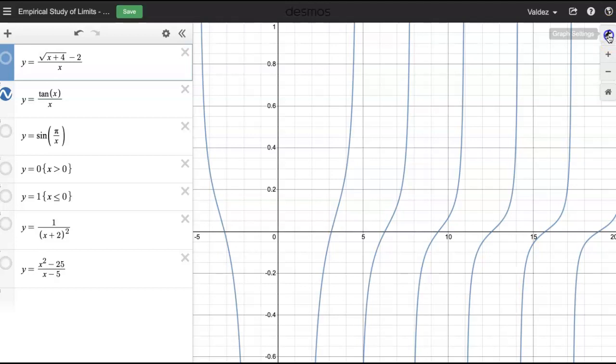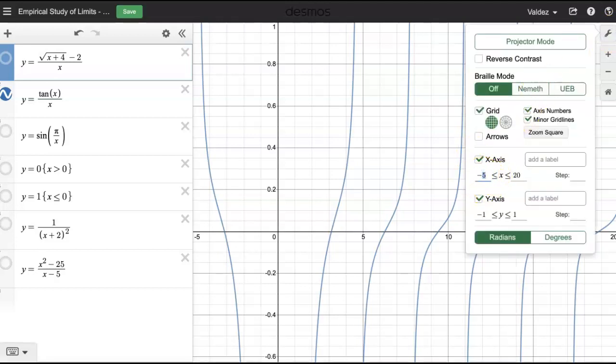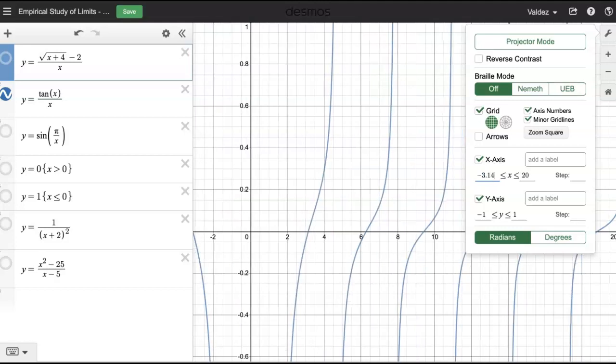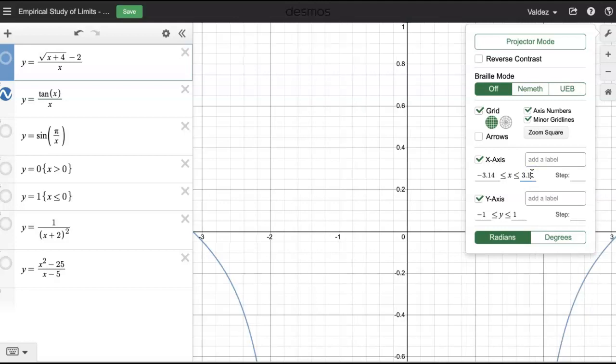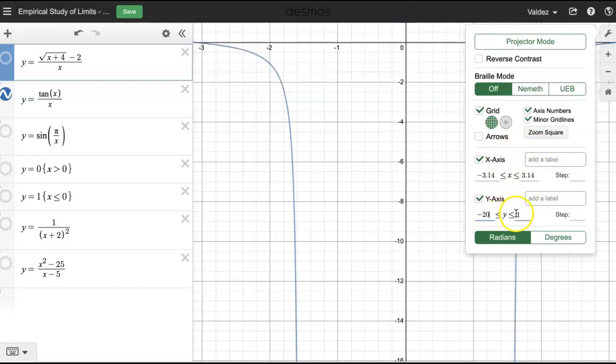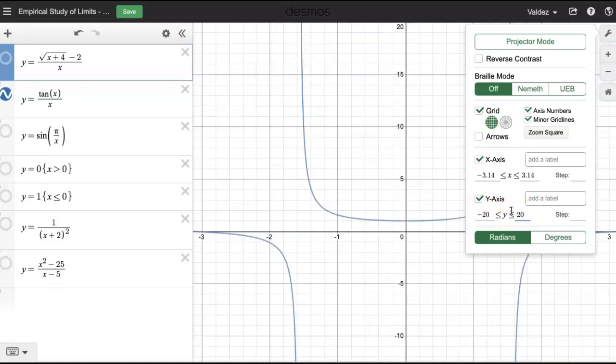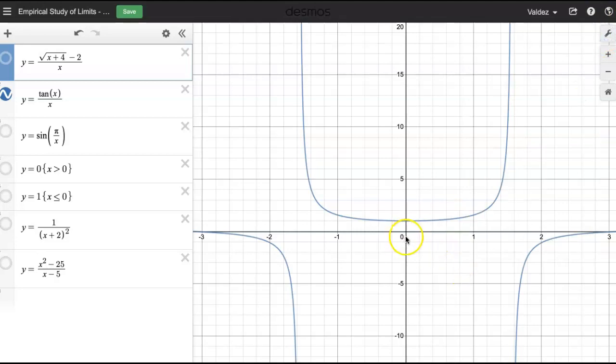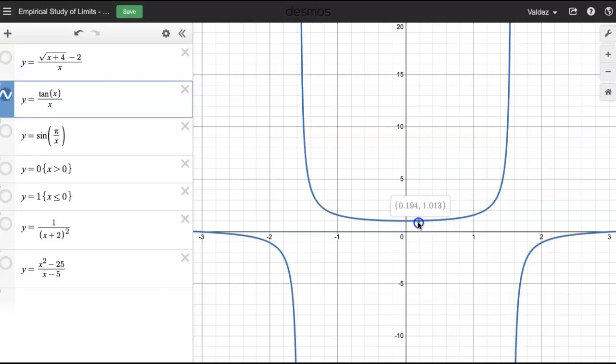For the suggested window for this one, I'm just going to use approximate values. That's approximately pi for the x min and x max, and then plus or minus 20 for the y min and y max. Again, we're interested in knowing what the limit of this particular function is as x approaches 0 from both the left and the right. If I come from the right, you'll see this is getting closer and closer to 1 on the right side.